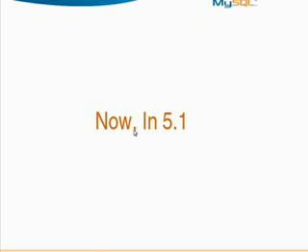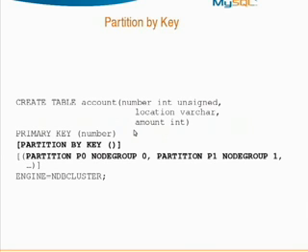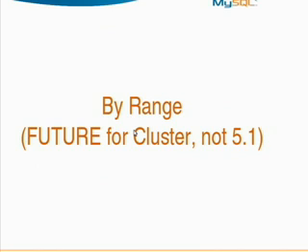But in 5.1, we can do user-defined partitioning. So instead of having this automatic thing that happens in the background, you as a user via SQL can type in where you want things partitioned. So you can partition by key, which means you can put in your own key specifiers and your own node groups depending on where you want different tables to go. By range, we say future for cluster. We may not end up supporting this as a supported feature in 5.1. These decisions are the ones that are currently being made. So if you really, really want this, pipe up now.